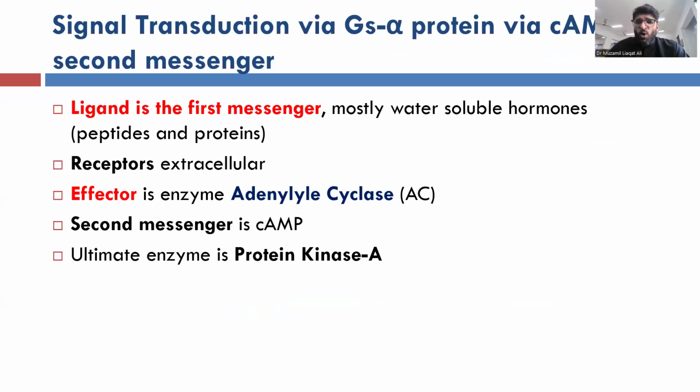As you can see, an overview with this. First, you need to have a ligand, the very first messenger, that goes to the GPCR, then the Gs protein, then it moves to the adenylyl cyclase, then the cAMP or the second messenger comes into play. The next is the protein kinase A, and finally you get the cellular response.